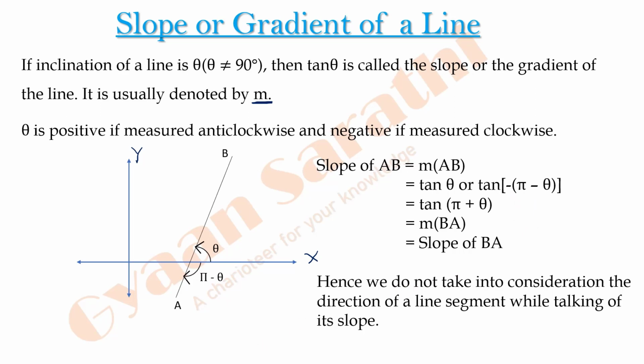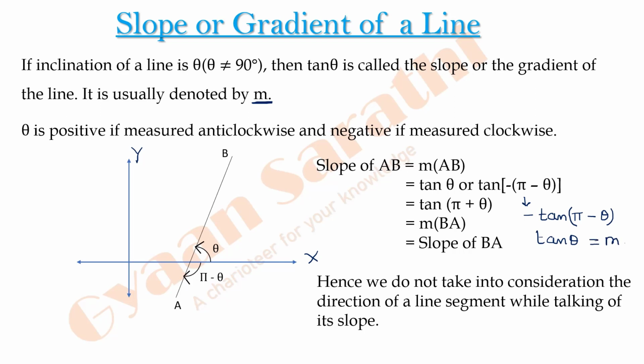So then tan of minus of pi minus theta becomes minus of tan of pi minus theta. Okay, and tan of pi minus theta is minus tan theta, and minus is already outside, so this becomes tan theta. Okay, which eventually gives us the slope of the line AB, that is equal to m.